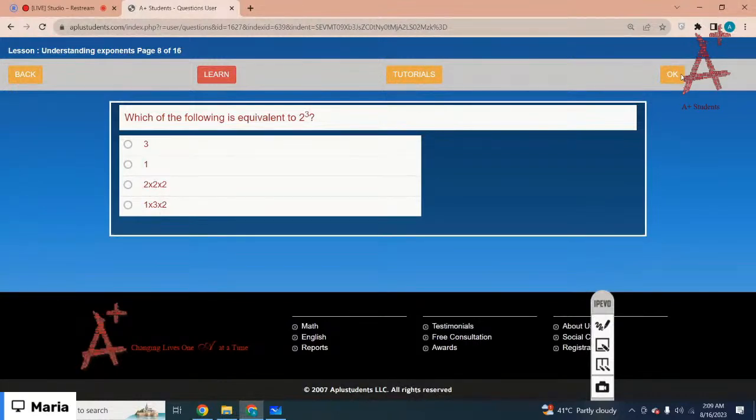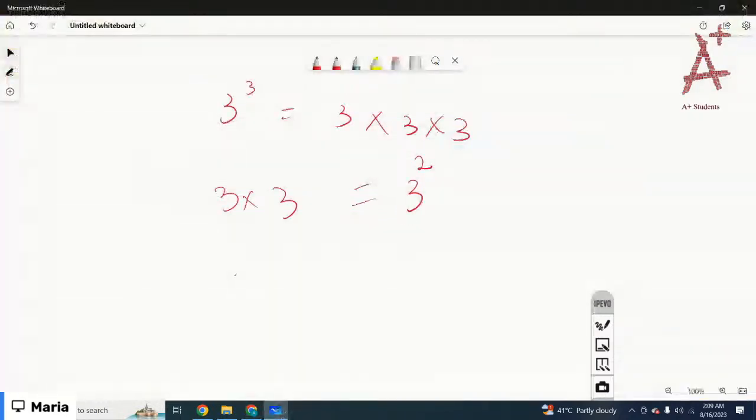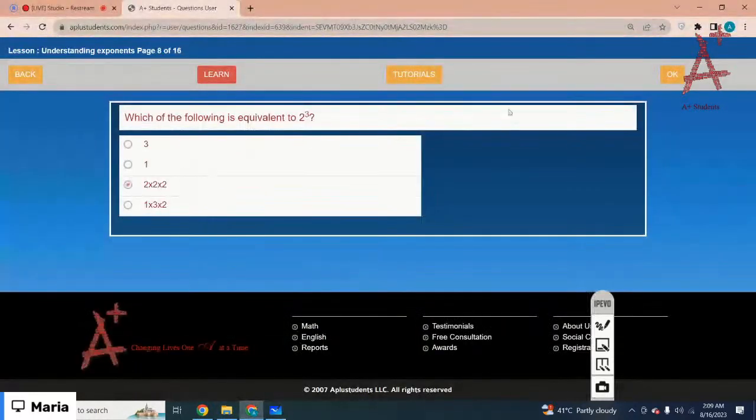Which of the following is equivalent to 2 exponent 3? Which is the correct option? You are going to multiply 2 how many times? 3 times. It would be 2 times 2 times 2. The correct option is 2 times 2 times 2. Option number 3 is the correct option.